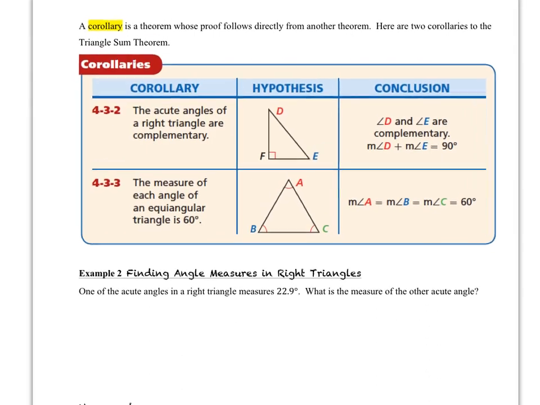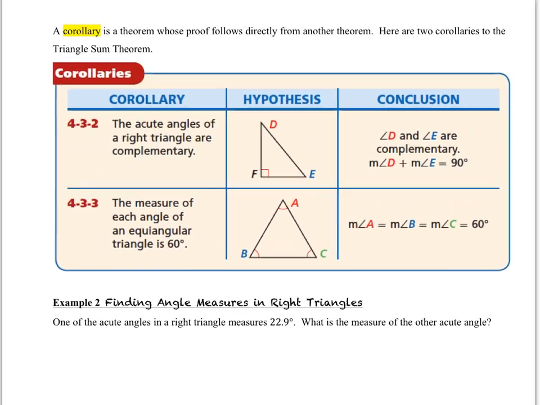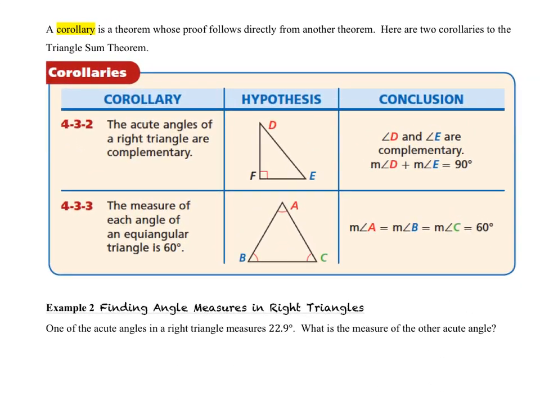A corollary, we remember, is a theorem whose proof directly follows from another theorem. So here are two corollaries to the triangle sum theorem. The first one says that the acute angles of a right triangle are complementary. This totally makes sense. We know because of the triangle sum theorem that the interior angles of a triangle have to total up to 180 degrees. If we subtract out the right angle, what's left over is 90 degrees.